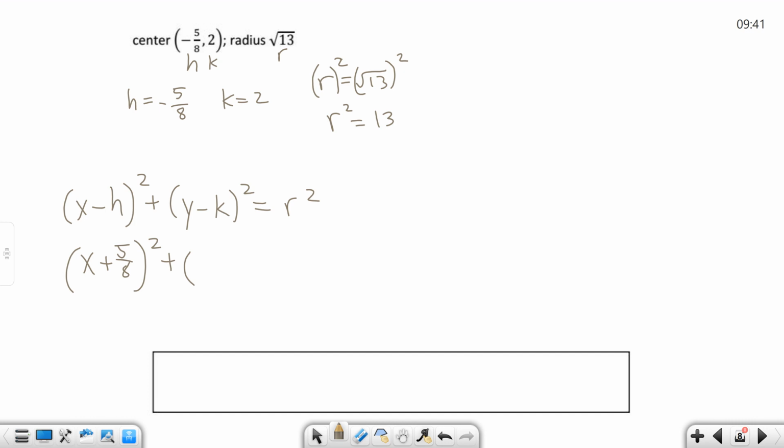The formula is plus. I don't know if I did it and it took it away. I don't think that's what happened here, but it does take it away sometimes. I think I just left that off. That's supposed to be a plus. So plus, and then y minus k is minus 2 squared equals r squared, and I found it right here, so I'm just going to bring the 13 down instead of writing square root of 13 squared. I could do that, but I'm just going to say this is actually 13. So there's my final answer.